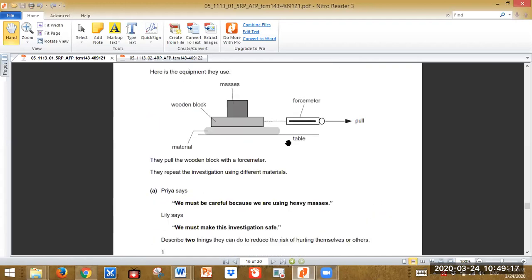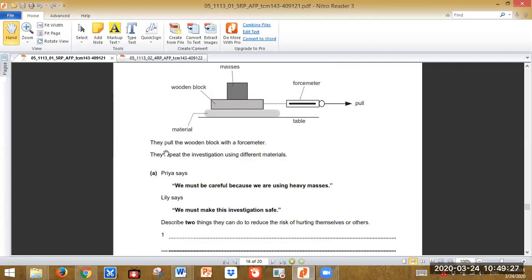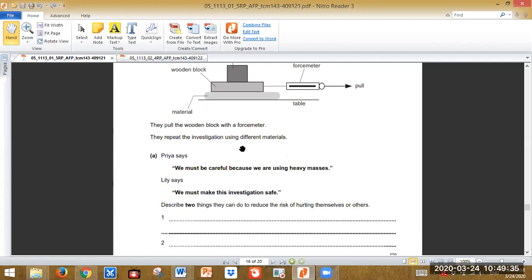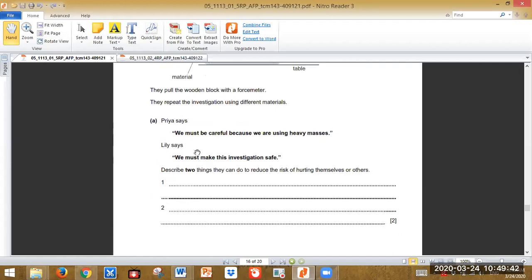Question number 11. Freya and Lily investigate friction. Here's the equipment they use. They pull the wooden block with a force meter. They repeat the investigation using different material. A. Freya says, we must be careful because we are using heavy masses. Lily says, we must make this investigation safe. Describe 2 things they can do to reduce the risk of hurting themselves or others.